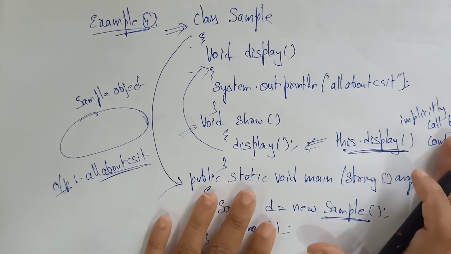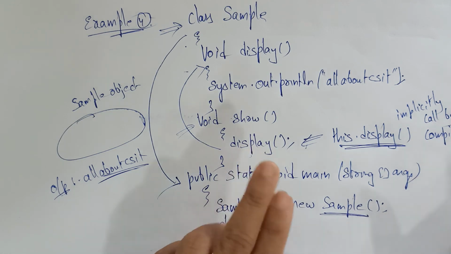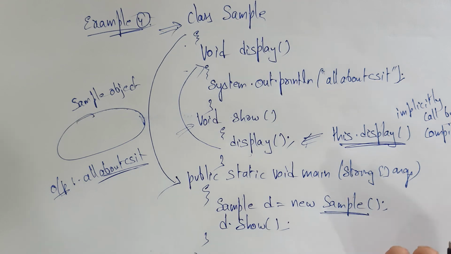So here you need not mention it. Okay, so whenever the instance variable name and the local variable name are same, then you need to mention the this keyword explicitly. Otherwise you need not mention it. The compiler itself takes it as this dot variable or this dot method. So this is about this keyword, students.